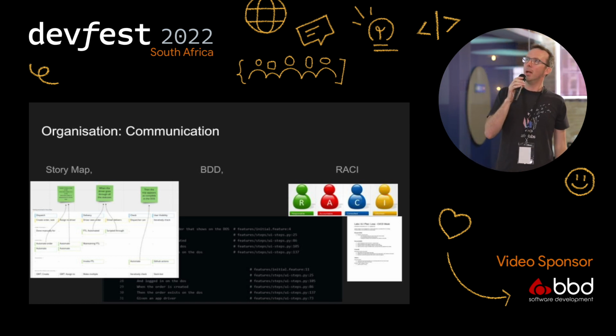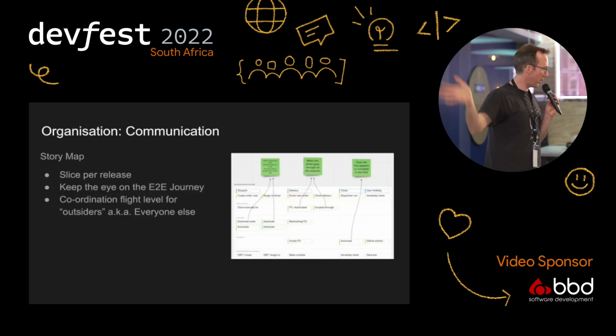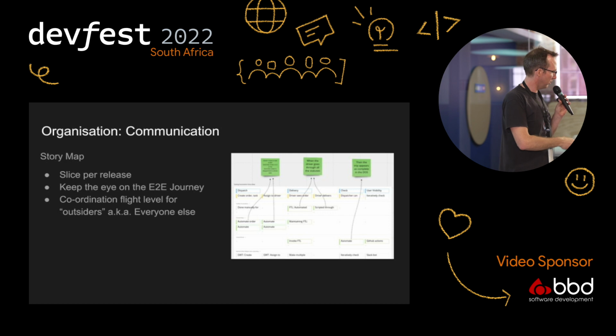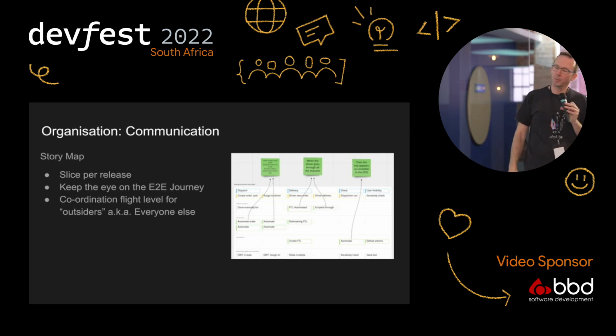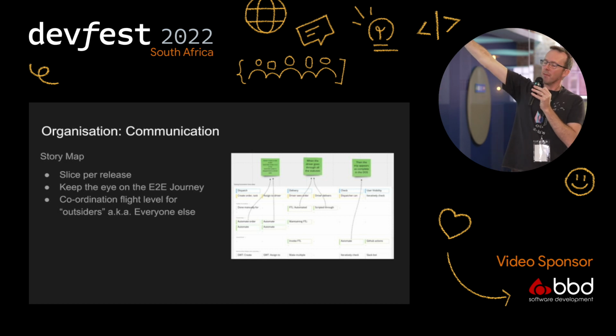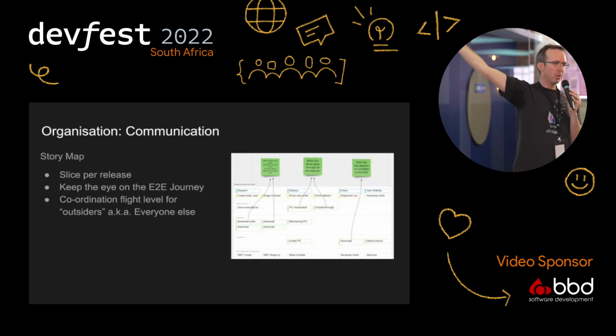So a story map is basically a way that many user experience design folks, how are we doing? Yeah? Pardon? Eight minutes left? Cool. Sweet.